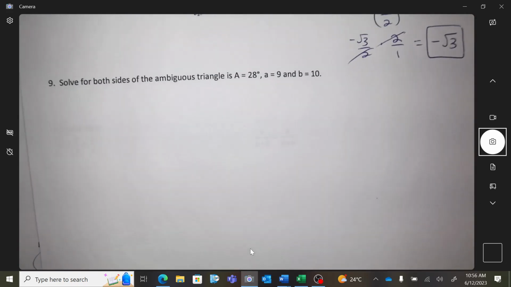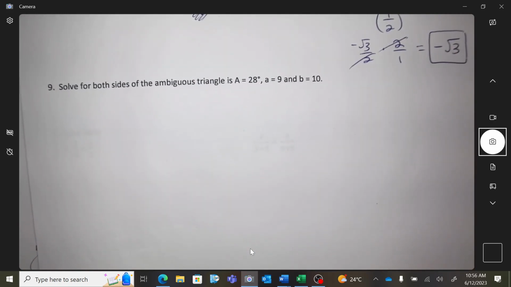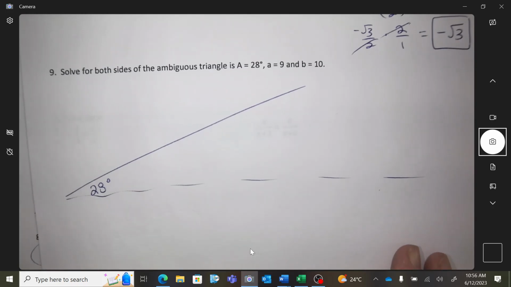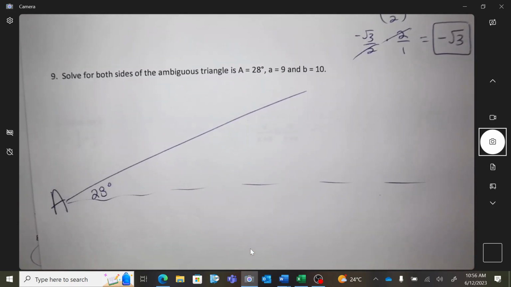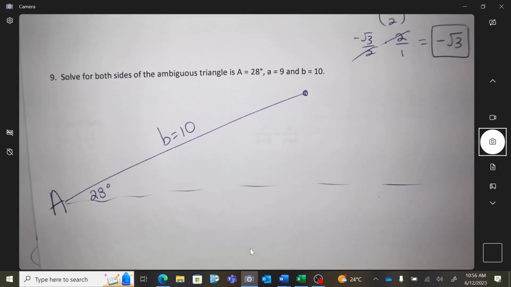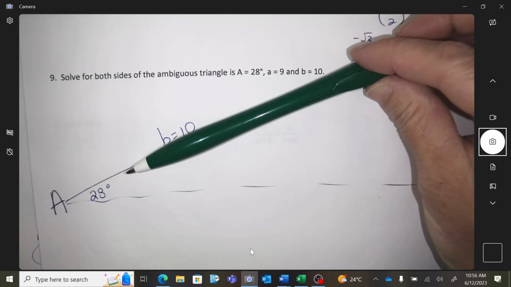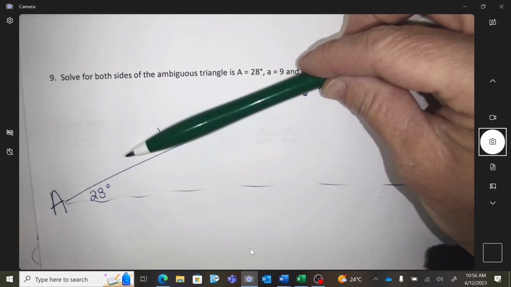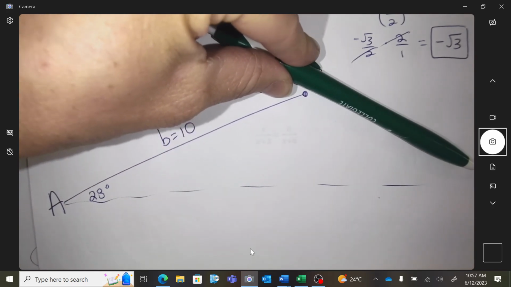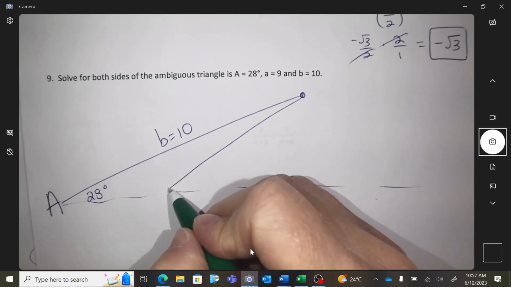Ambiguous triangle. Okay, so this is where some of us lost points with our trig. Okay, I'm going to draw a 28-degree angle, labeling it A. This is side B, because A has to be across from A. So B is beside A. Then do you remember this? If this is 10, 9 is that long, where would 9 reach? Right here. And it could have also reached over here, making two possible triangles.